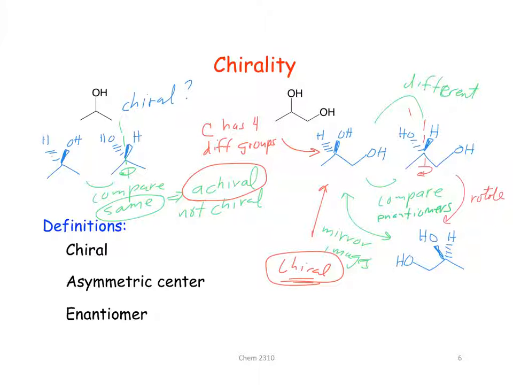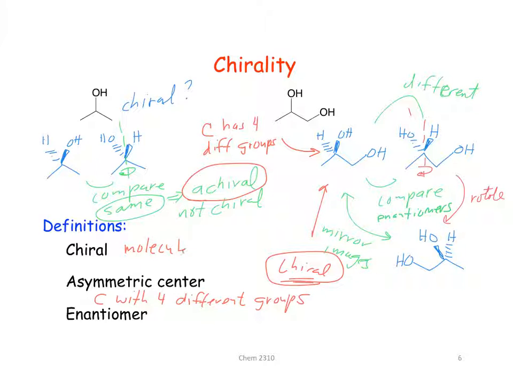So this is a carbon with 4 different groups. Okay, and when I mean different, it means that they're not the same, right? They have to be completely different. All right, so a molecule that has an asymmetric center will be chiral. All right, but we'll see later that molecules that have more than one asymmetric center may or may not be chiral. So chiral molecules are molecules that are different from their mirror image.